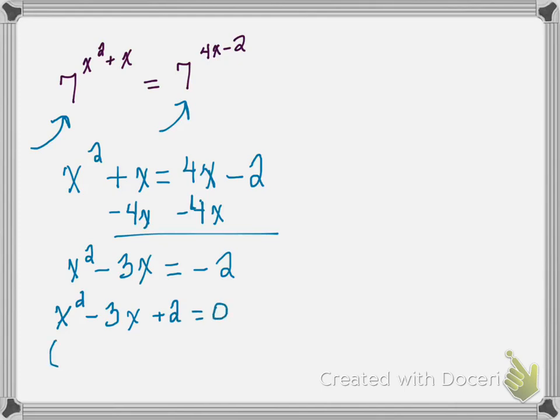Okay, what does this factor to? X minus 2, x minus 1. Negative 2 times negative 1 gives me positive 2. Negative 2 plus negative 1 gives me negative 3. So what are my two values for x? So x equals 1 and x equals 2.